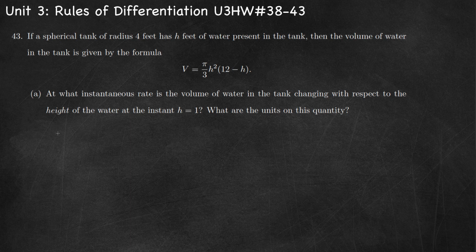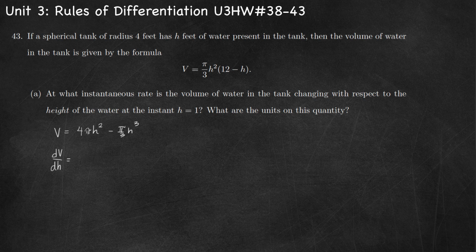Well, let's simplify our equation for V. So V equals, I'm going to distribute the pi over 3 h squared. So pi over 3 h squared times 12 is 4 pi h squared minus, and then pi over 3 h squared times the h will be pi over 3 h cubed. And we want to find the rate of change of volume with respect to height. So I want to find dV/dh. So I'm taking the derivative with respect to h.